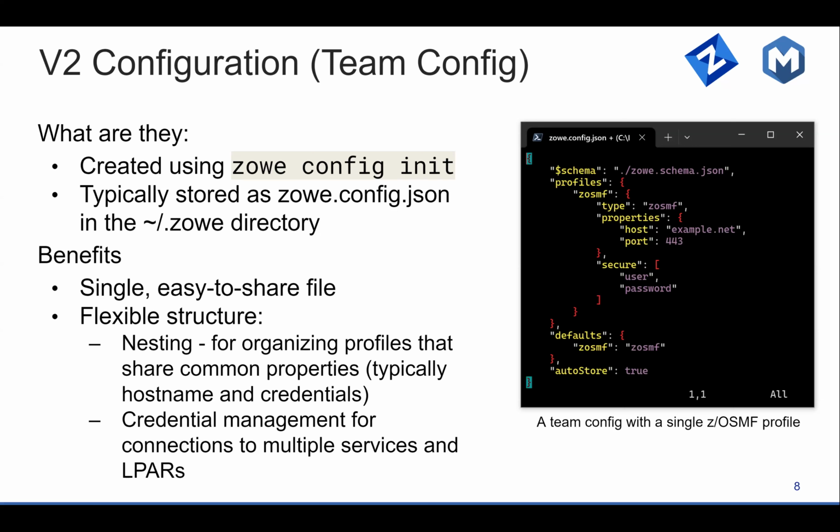There are also benefits from how team config is structured. It allows users to use nesting within the JSON to organize profiles that share common properties, like host name and credentials, which are common ones that are shared among different services. And this can be very useful when working with connections to multiple systems. And it also simplifies credential management, reducing the amount of manual work to update passwords.